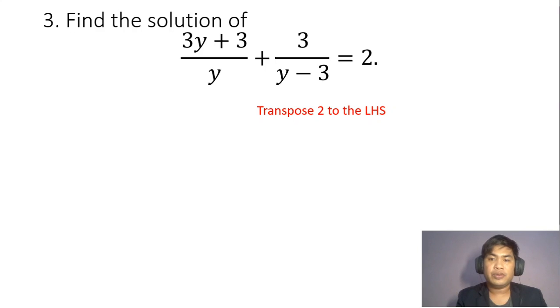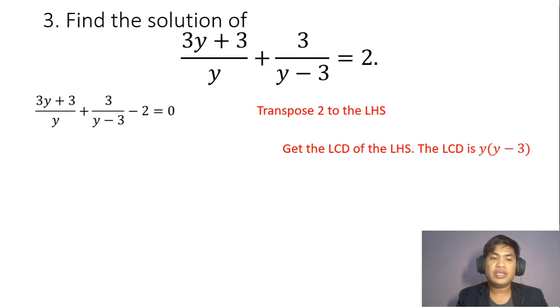First, we're going to transpose the constant which is on the right-hand side to the left-hand side. So from 2 it became negative 2. So we have here (3y + 3)/y + 3/(y − 3) − 2 = 0. Then we're going to get the LCD of the left-hand side. So the LCD is y times (y − 3) because the denominators are primes. So you just multiply each factor.